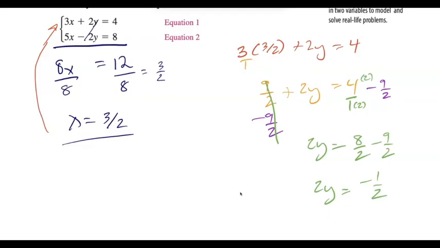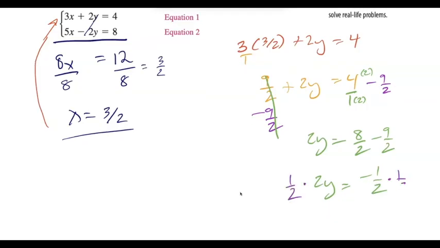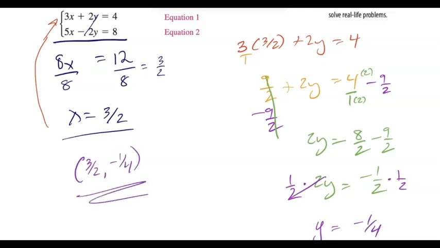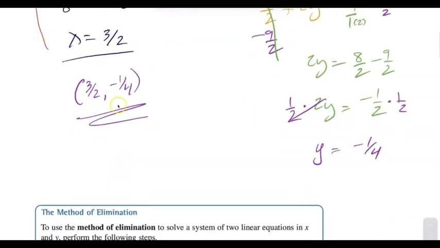I would try to get rid of the 2 here. Instead of dividing, we multiply by the reciprocal, which would be 1/2. These can reduce, and y equals negative 1/4. So that's our point, 3/2 and negative 1/4. Made more complicated by fractions, but the general idea is we know these cancel, add them, and then you can solve the rest. Don't forget to solve for x and y.